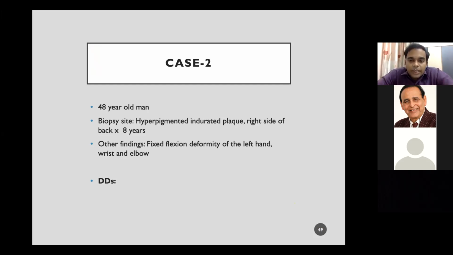So now the second case was a 48-year-old man. He had a hyperpigmented indurated plaque on the right side of the back for the last 8 years. There were some other findings like flexion deformity of the left hand, wrist and elbow. So we were thinking maybe this is morphea, and because he had met with trauma also, he had met with an accident, this is just a flexion deformity because of the accident.